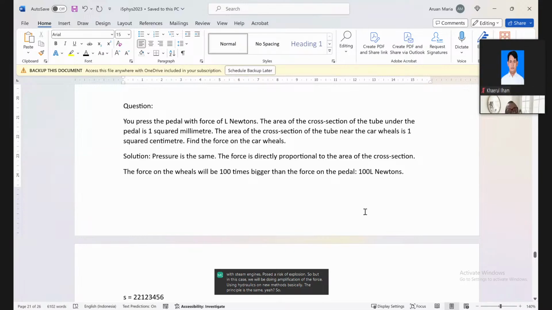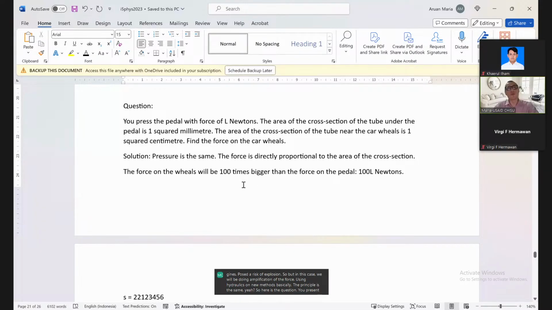So here is the question. You press the pedal with the force of L newtons. The area of the cross-section of the tube under the pedal is 1 square millimeter. The area of cross-section of the tube near the car wheels is 1 square centimeter. Find the force on the car wheels.